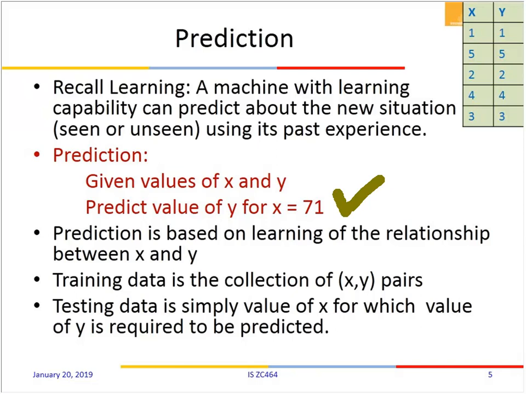So, prediction is based on learning of the relationship between x and y. Then the training data is the collection of x-y pairs. When x is a single variable, then we say that it is a univariate relationship, univariate observation. And when multiple variables define the input, then we say that it is multivariate data. And then testing data is simply the value of x for which the value of y is required to be predicted.